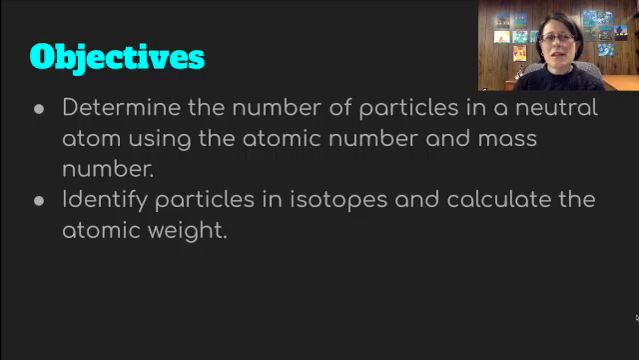Okay, so our objectives today were to determine the number of particles in a neutral atom using the atomic number and mass number, and to identify particles and isotopes and calculate the atomic weight. Now, the calculate the atomic weight thing, we're going to do that at another time.